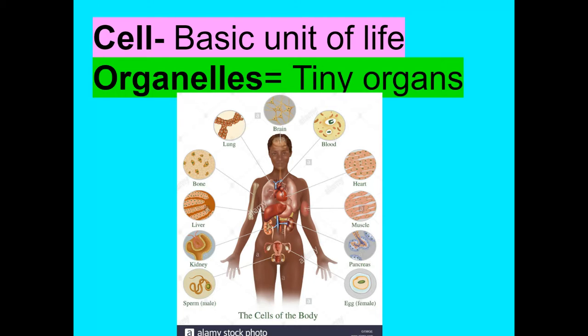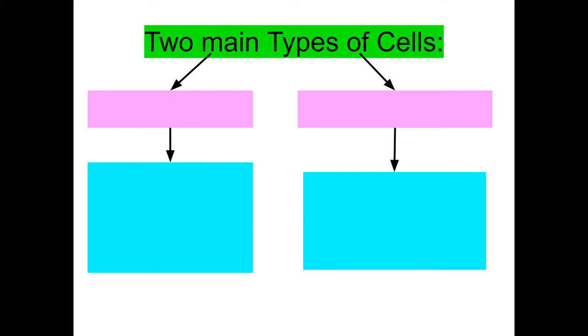In the next few units, we're going to be talking about the organelles and the processes that occur in each organelle. Organelles are what we call tiny organs. Basically, they are the little structures within a cell that help your cell do its job, that help the cells perform their functions.